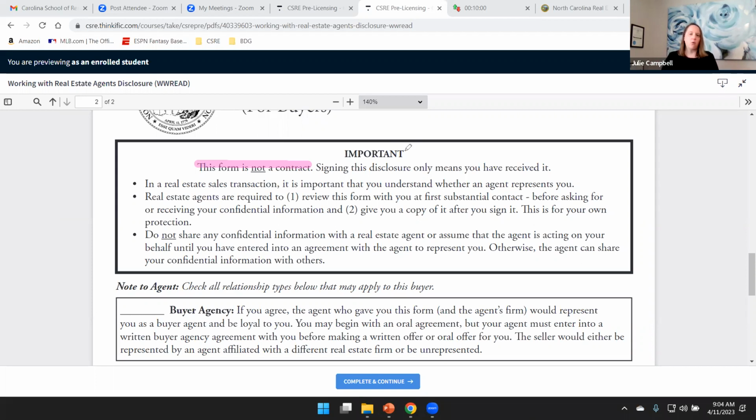Real estate agents are required to, everybody see that word required? Does that mean we have an option? Can we choose to do it in a sales transaction? No, required means we're required to review this form with you at first substantial contact, before asking for or receiving your confidential information. I think it's really important that we understand this first substantial contact. Unfortunately, what makes it so tricky is there's no exact science to it.